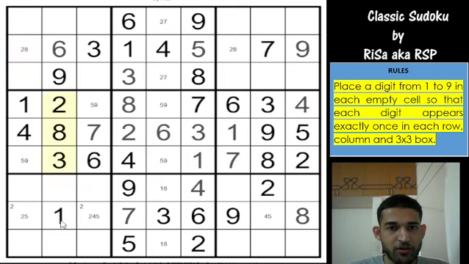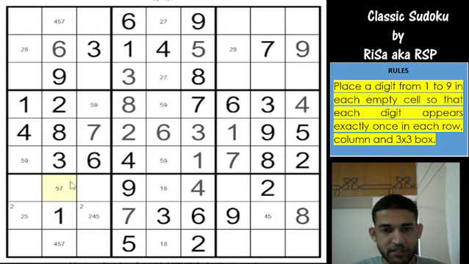Column 2, you have 1, 2, 3, 8, 6 and 9. So the remaining digits are 4, 5 and 7. So let us mark them together. So 4, 5, 7, right? And you have a 4 here, which means that this cell is not a 4. So that's a 5 and 7.